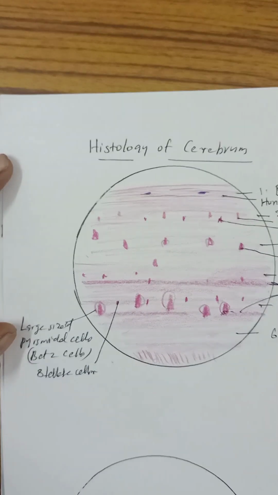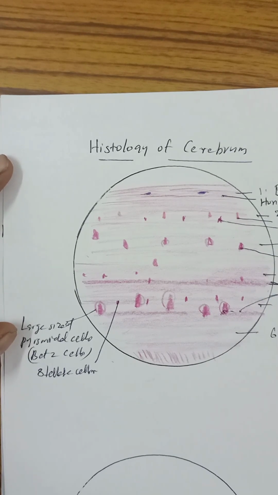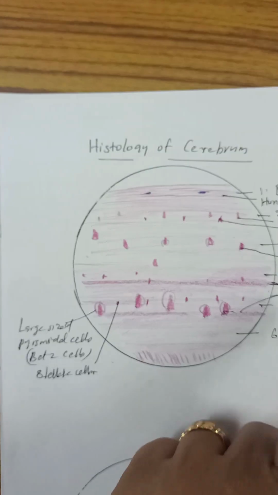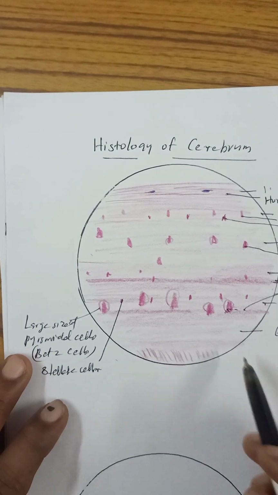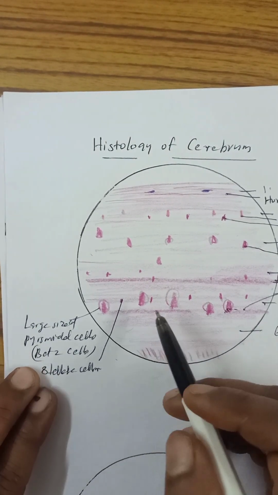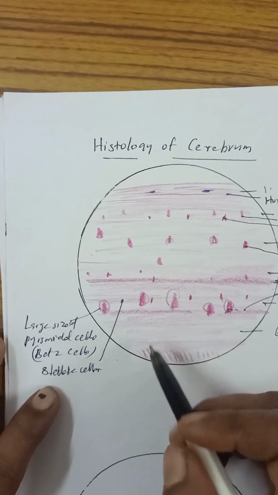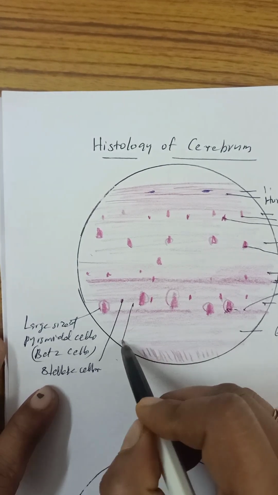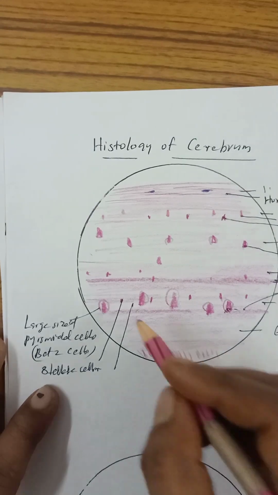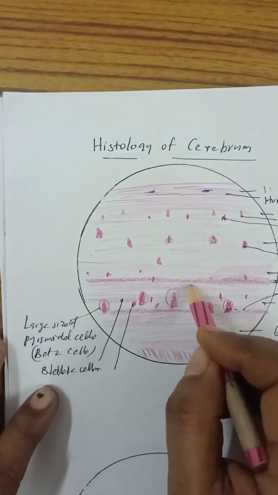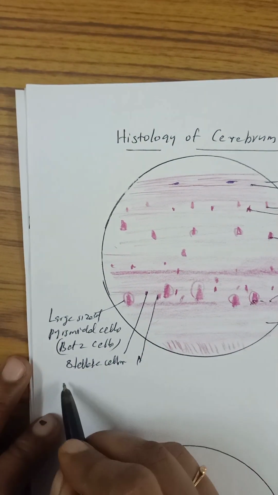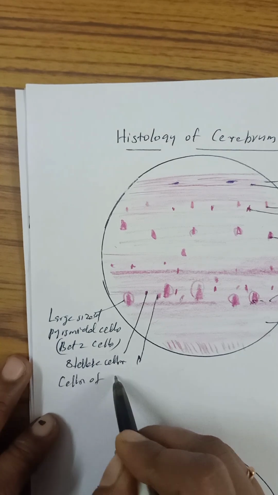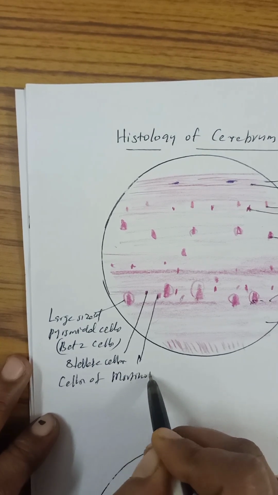Then stellate cells are there, and that is mentioned. This one, fourth layer, already we mentioned, no. This is the fifth layer. We told Betz cells along with some stellate cells, and cells of Martinotti are also there. So one more type of cells we can see here. That is known as the cells of Martinotti.